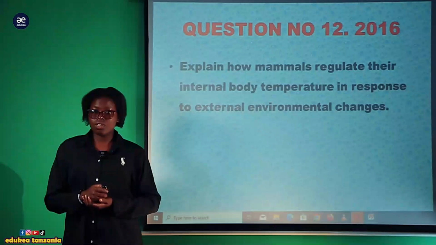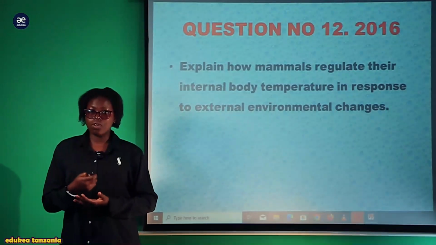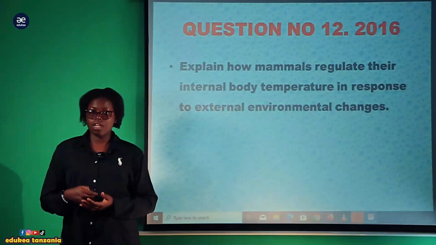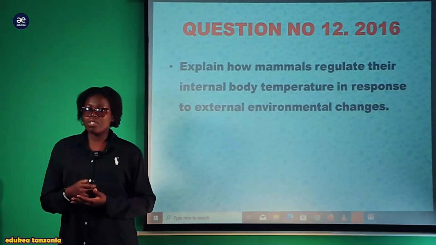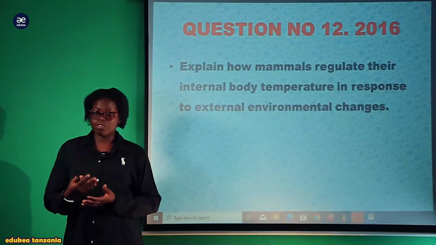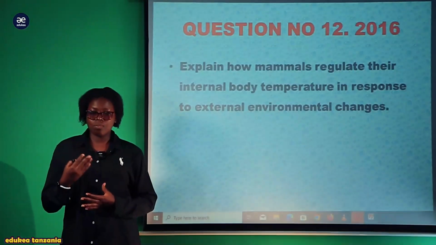Within this concept, there are two types of organisms which regulate their body temperature: homeotherms and poikilotherms. Homeotherms are the organisms which regulate their internal body temperature despite the fluctuation of the external environment. Examples of these organisms are mammals and birds.